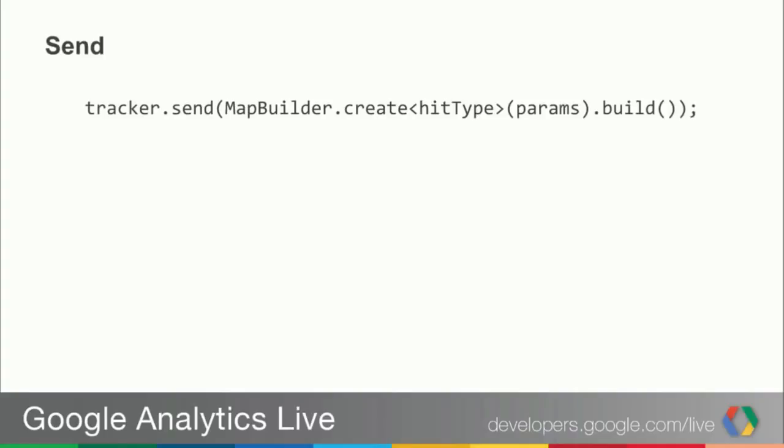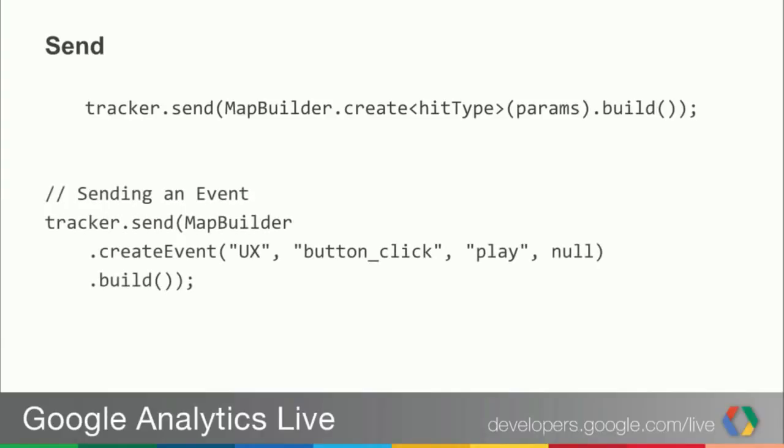So the map builder has create methods for each of the common hit types, and that create method basically takes all the parameters that you would normally set up for that hit. So for event, for example, you have category, action, label, and value. So as an example, if we were sending an event when somebody touches a button to play a video, this might be an example of that. Right, so here's a perfect example of an event. There's a couple things to point out in this example. First off, the map builder actually follows the builder pattern. So those of you familiar with that pattern will probably recognize this.